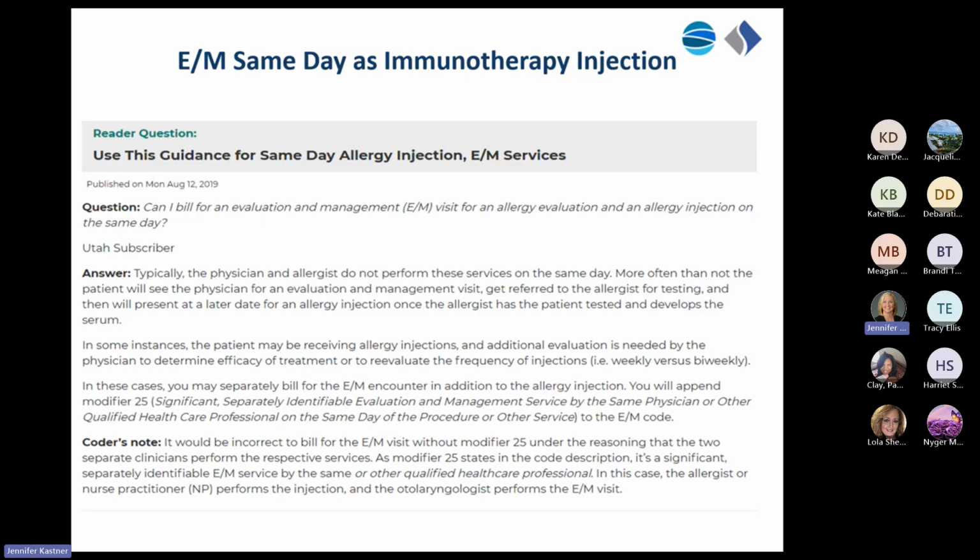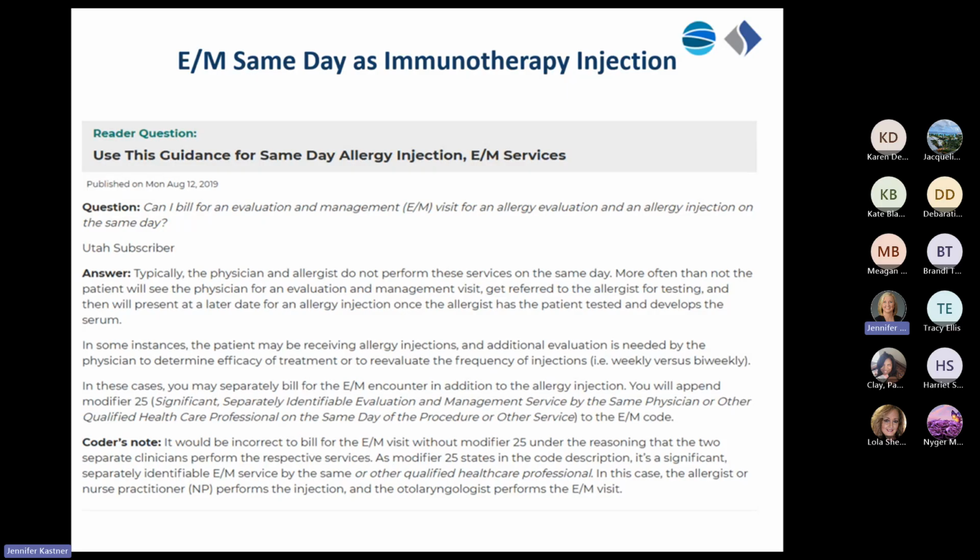However, in some instances, the patient may be receiving allergy injections and an additional evaluation is needed by the physician to determine the efficacy of the treatment or reevaluate the frequency of injections. In this case, it is appropriate to bill an E&M code with Modifier 25 because there's work above and beyond the injection that's occurring.